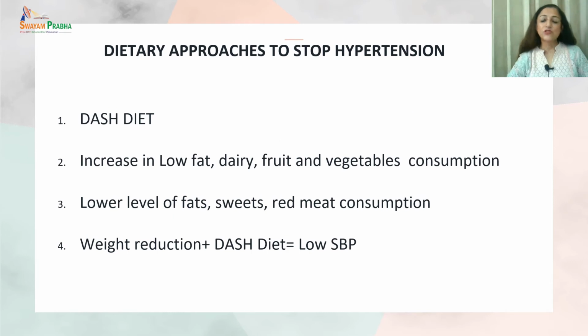Dietary approaches to stop hypertension. This approach is known as DASH diet. So what is this DASH diet? It recommends that a person takes low-fat dairy, he takes fruits and vegetables in larger amounts, and he takes a lower level of fats, and lesser sweets and red meat. And it is recommended that if a person follows DASH diet along with giving due attention to weight reduction, his systolic blood pressure level will fall.